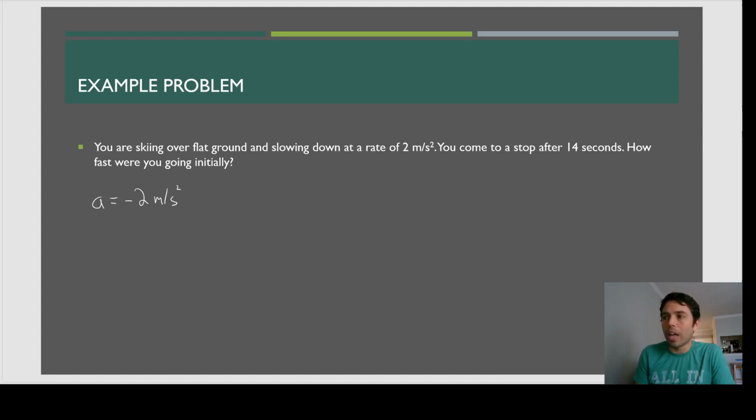You come to a stop. What does that mean? That means you stop, right? What's your final velocity? Sounds like a 0, right? I don't need units on 0, do I? All right, after 14 seconds. So we know delta t this time: it took us 14 seconds to come to a stop. How fast were you going initially? Okay, so we're looking for v naught. That's our unknown.